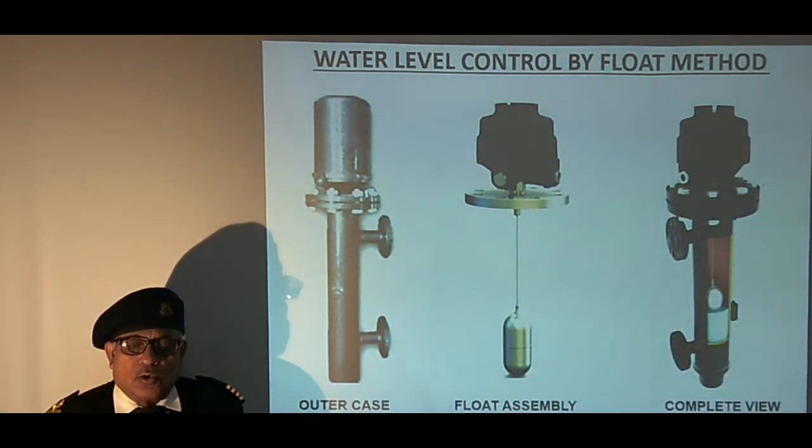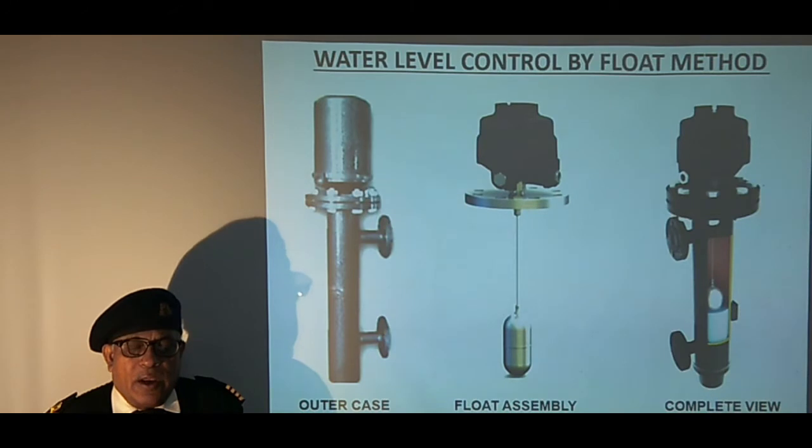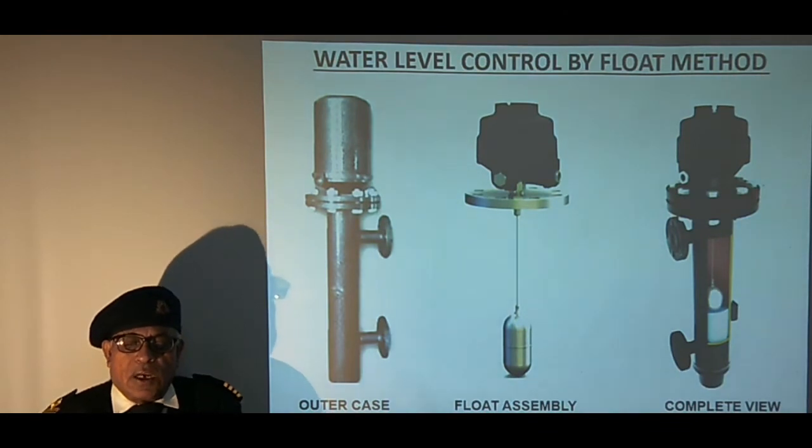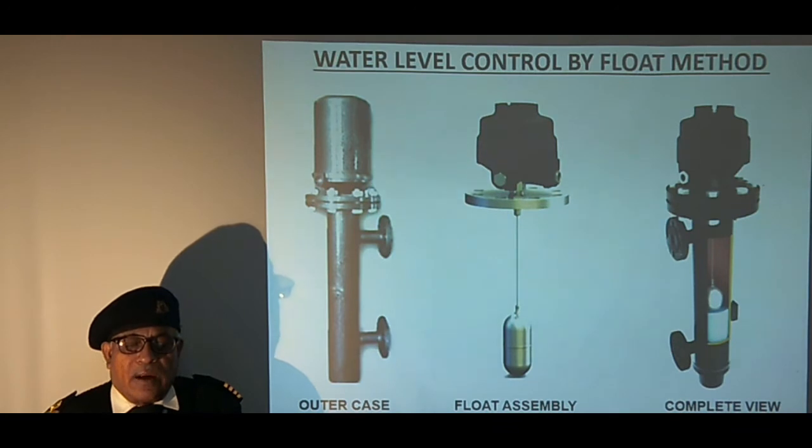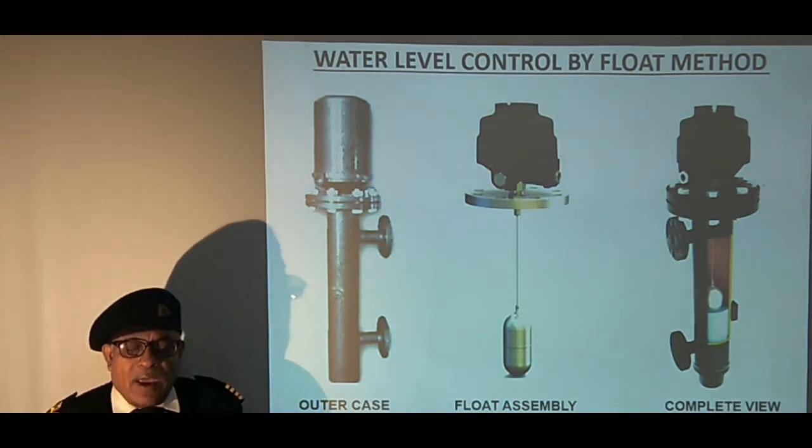The sketch shows a vertically mounted Mobrey, which has similar operation as discussed earlier. This arrangement provides a simple method of water level control but cannot be used for large capacity water tube boilers, and also has certain drawbacks which are explained in the following slide.